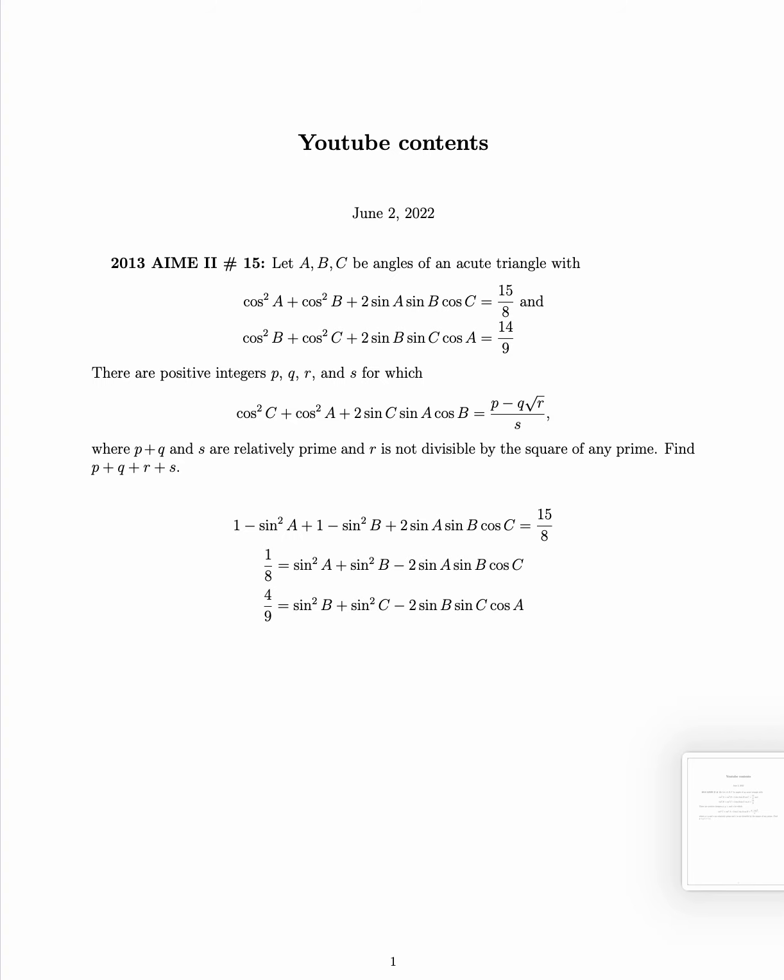Let this be u. Then 2 minus u is equal to the third side, which is equal to sine square C plus sine square A minus 2 sine C sine A cosine B. So we just want to find u, and we already have the two sides, and we have sine A, sine B and sine C.